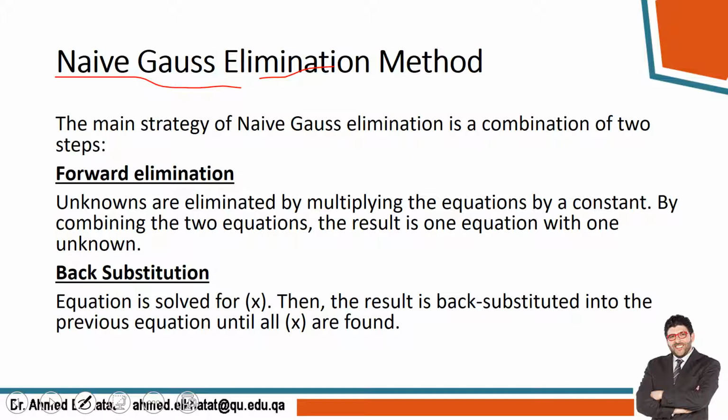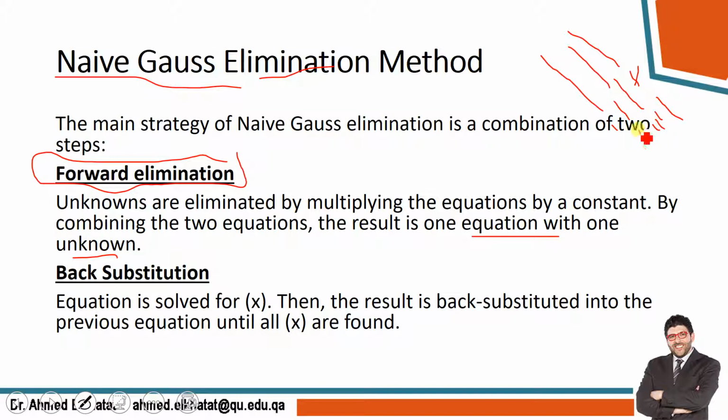The first step is forward elimination, in which we cancel or remove the constants to have only one equation with one unknown. So we remove the unknowns until I have only one unknown and one solution, and then I can use it in the previous equation to substitute and find the other unknown, and then go backward to solve all the unknowns.